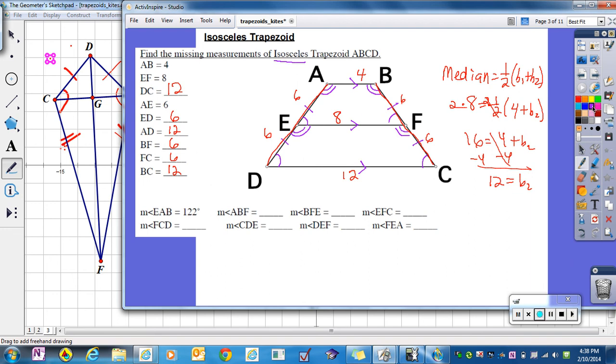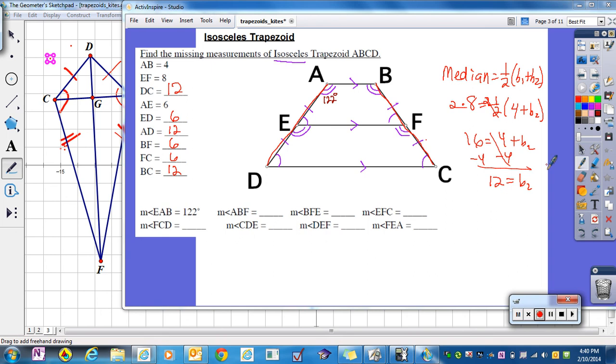Now we're going to go in and look at some angles. I gave you that angle EAB is 122, so here goes 122. We've already marked all of the things that are congruent. So I have my two base angles that are both 122, and my corresponding angles that are going to be 122. The only thing I have left to figure out really is angle D.